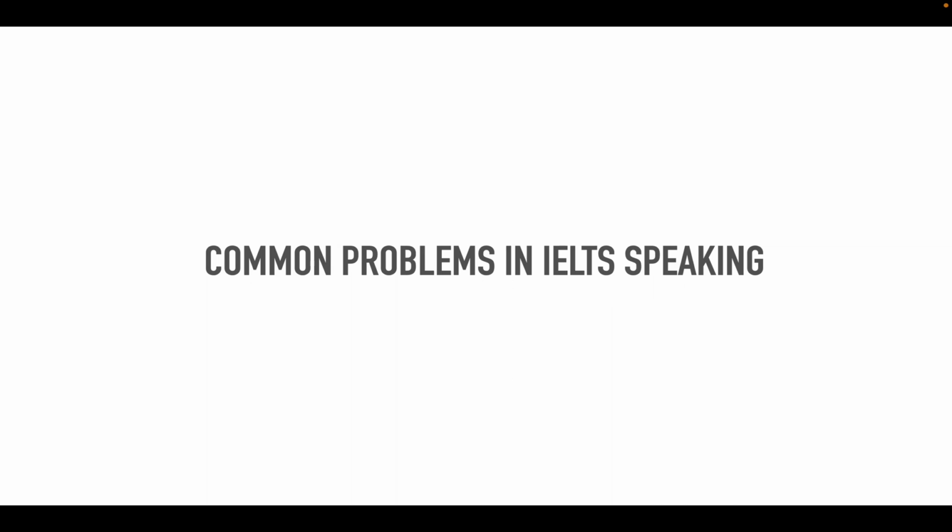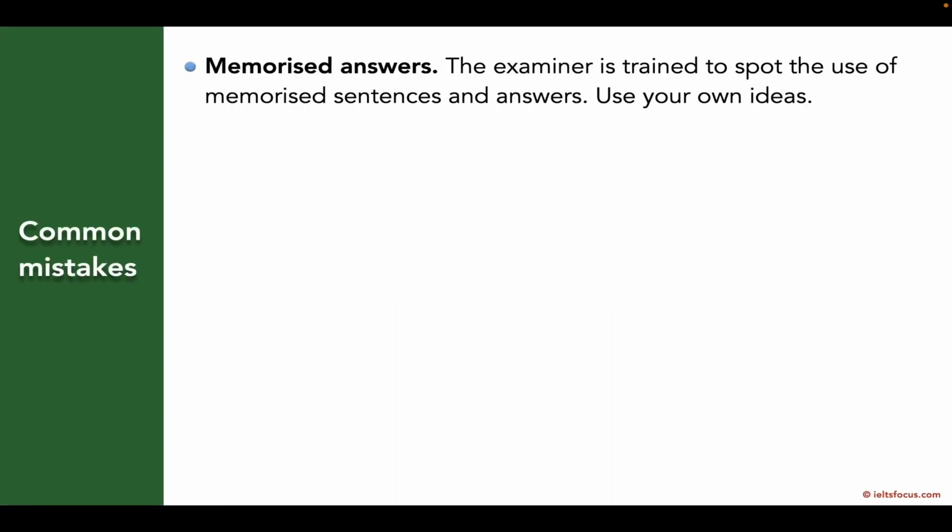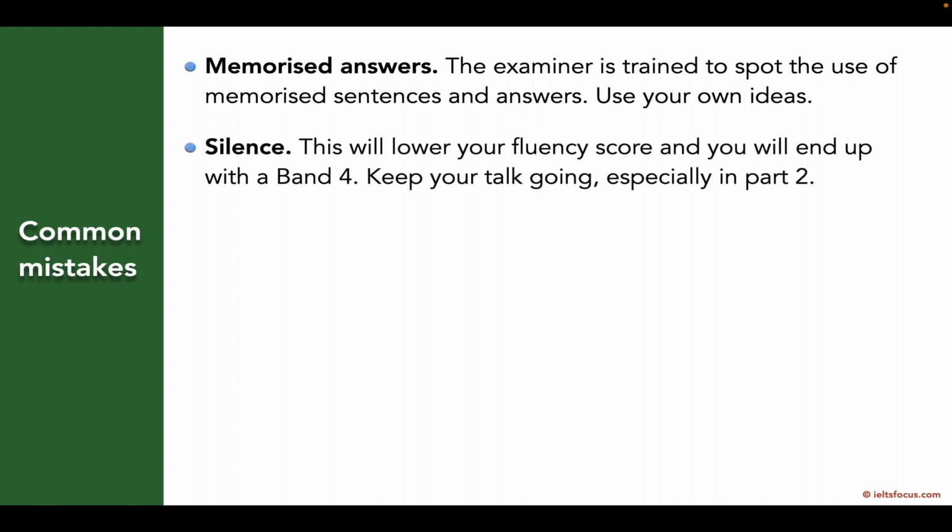Now, in terms of some problems that people have in the speaking section, sometimes people memorize answers. The examiner is actually trained to spot this, so use your own ideas, just speak naturally. Silence is a problem. If you're asked a question you don't know and you just go silent and there's big gaps in your fluency, it'll affect your score. You might get a band 4 in fluency. It can really affect your score. So just keep the talk going, especially in speaking part 2. Just keep talking.